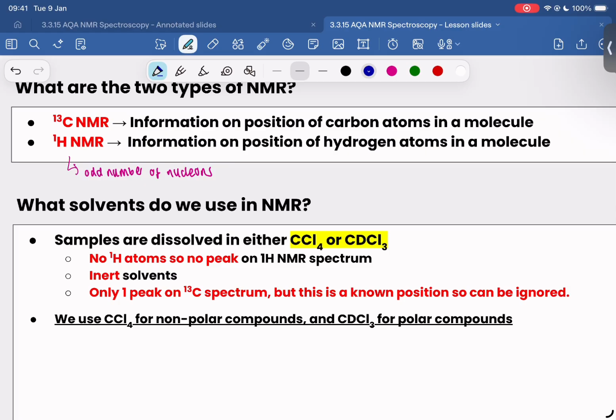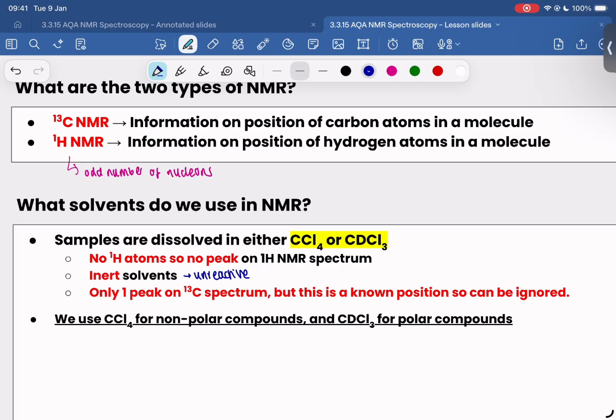Why is that important? Because it means that we won't get confused between the peaks that are generated from the actual compound versus the peaks which are generated by the solvent. These solvents are also inert, meaning they're very unreactive. That's important because it means it doesn't react with any of the samples that we're testing.